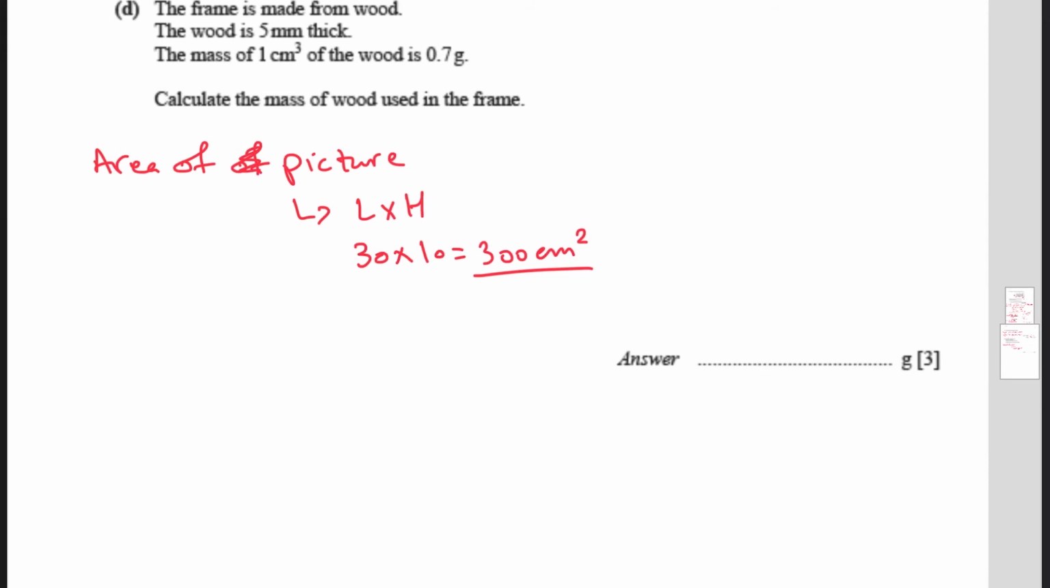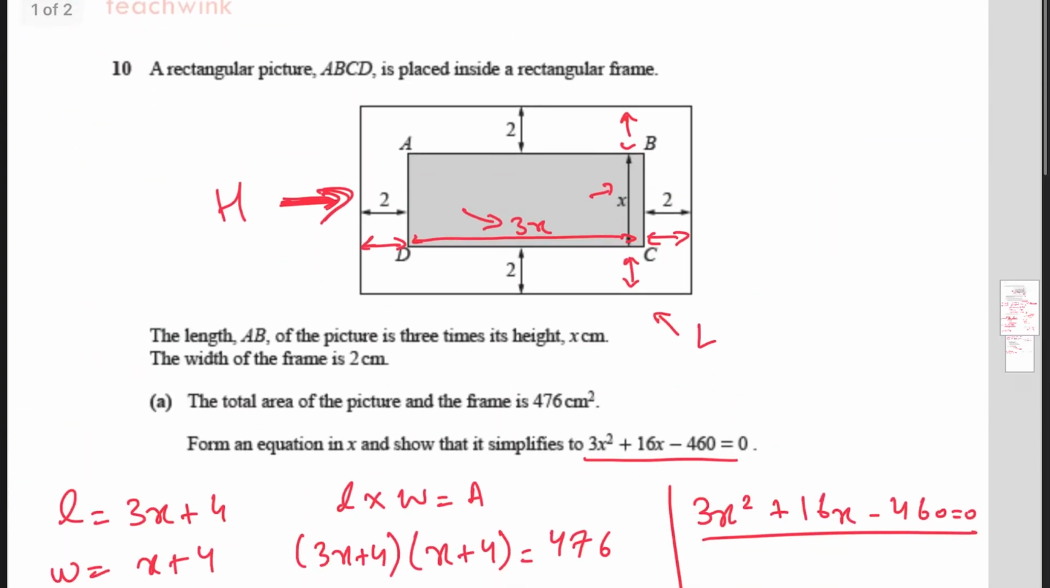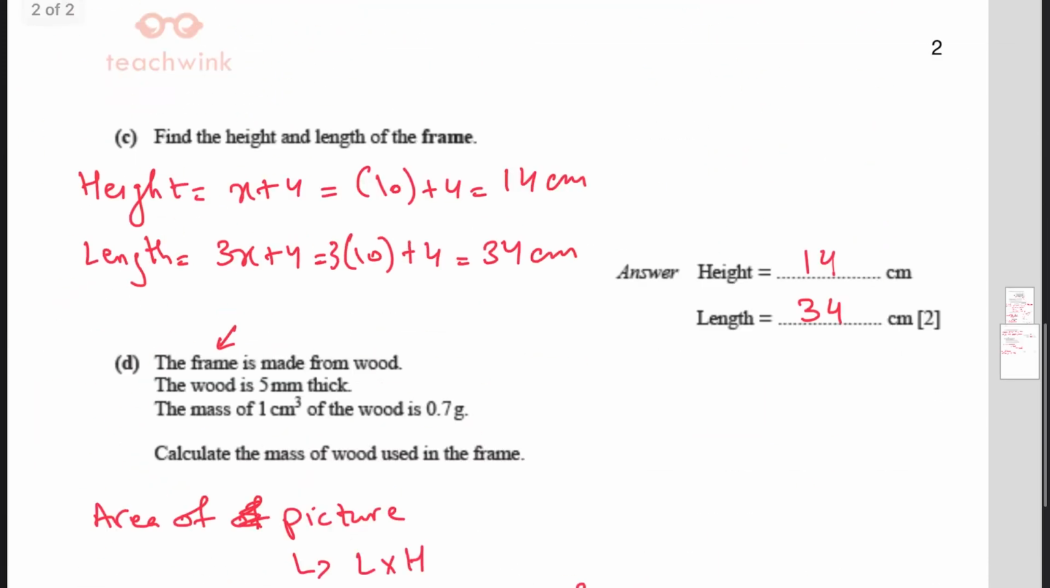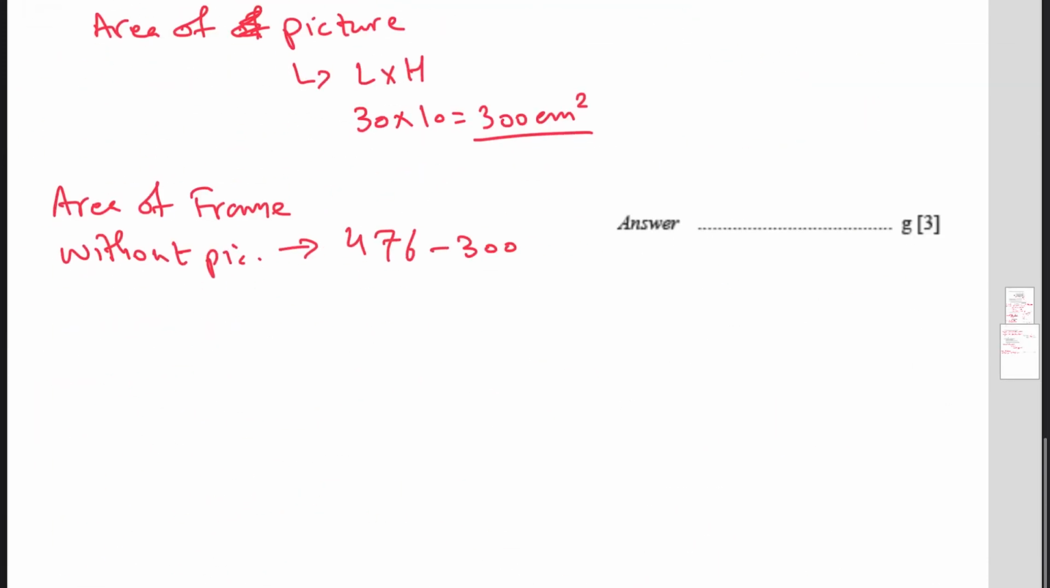Now let's subtract the area of the picture from the area of the frame. So the area of the frame without the picture would be 476. Where did I get 476 from? From over here. As the question mentions, 476 centimeters square is the area of the entire frame. So you do 476 minus 300. What do we get? We get 176, I think. 476 minus 300. I don't want to make a mistake. So I get 176 centimeters square. This is the area of the frame without the picture.